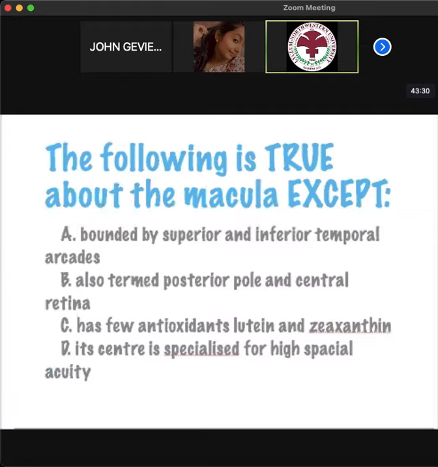So why C? Why is C wrong? Yeah, so it's usually abundant. So it's not few, it's usually abundant.